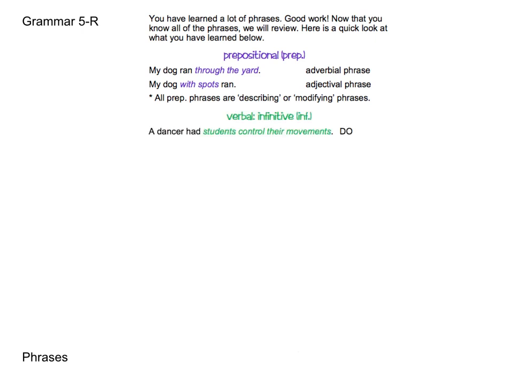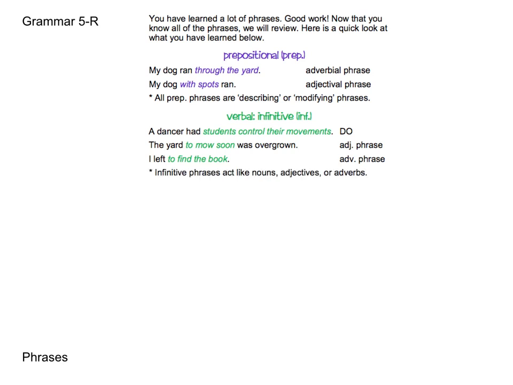For verbal phrases, we're going to start with an infinitive. A dancer had students control their movements. Here we can see our verbal phrase is a bare infinitive, and it's acting as the direct object of the sentence. To mow is the infinitive in the second sentence. It's modifying the yard. That makes it an adjectival phrase because it's modifying a noun. And then we have I left to find the book. To find the book is telling me why I left, making it adverbial. So infinitives do a little bit of everything. They can act like a noun, an adjective, or an adverb.